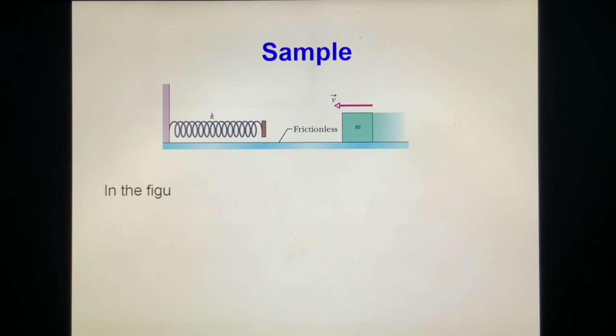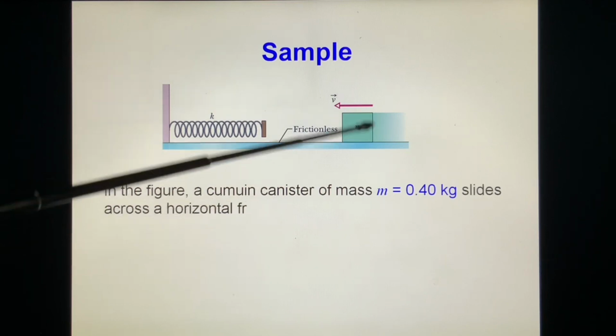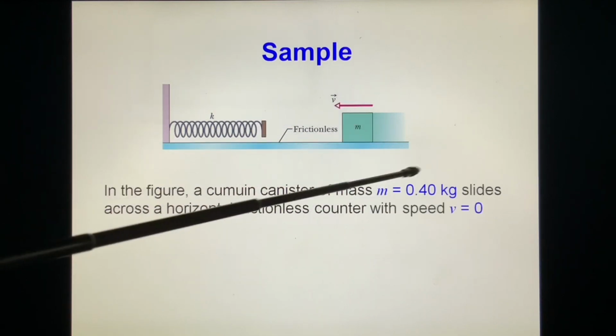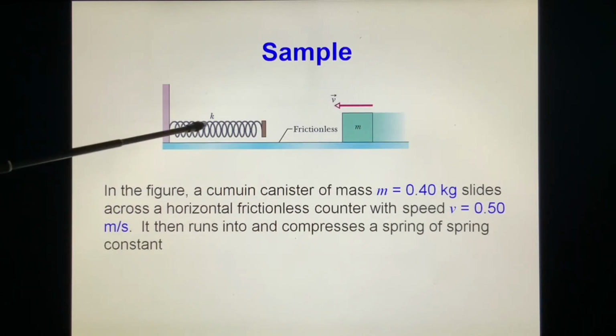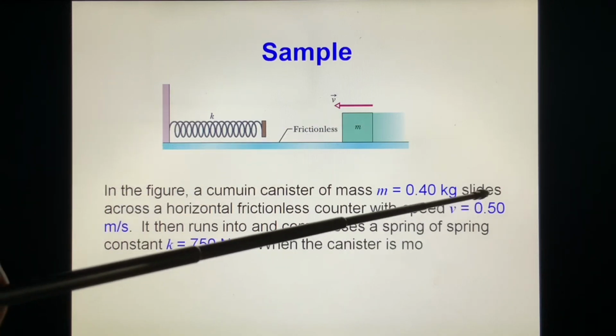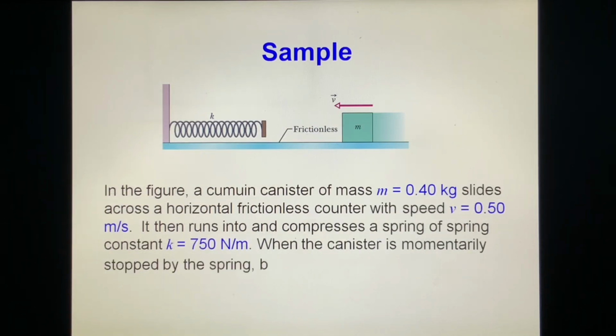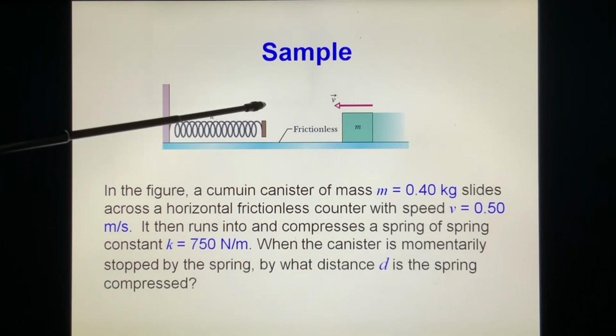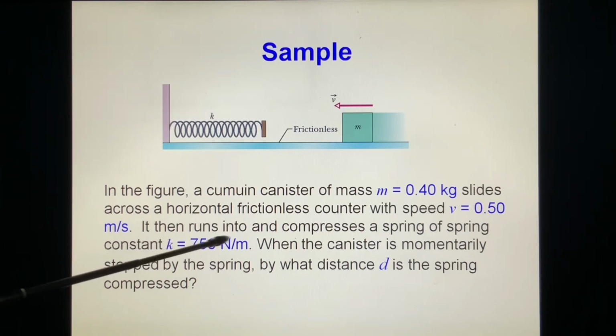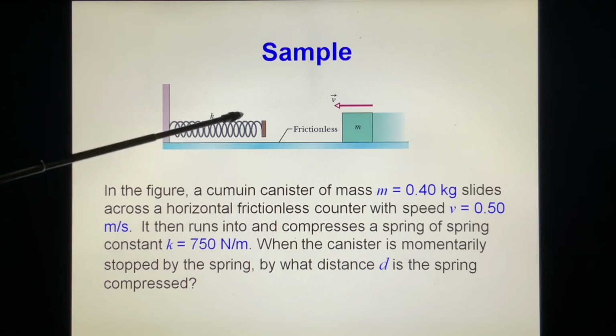Sample. In the figure, a chromium canister of mass m equals 0.40 kilogram slides across a horizontal frictionless counter with speed v equals 0.50 meter per second. It then runs into and compresses a spring with spring constant k equals 750 newton per meter. When the canister is momentarily stopped by the spring, somewhere here, by what distance d is the spring compressed?